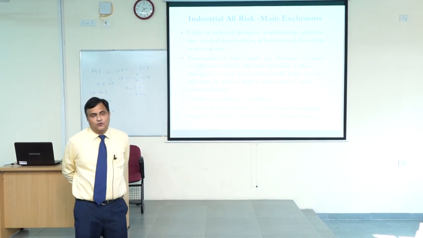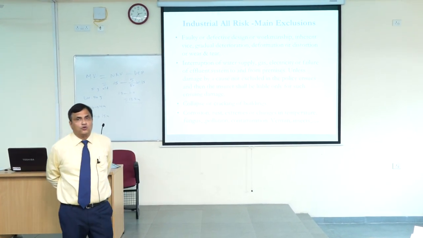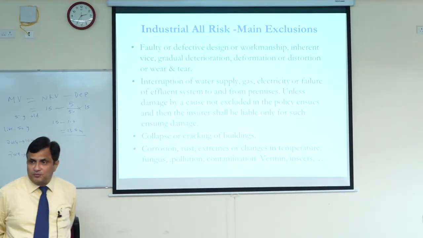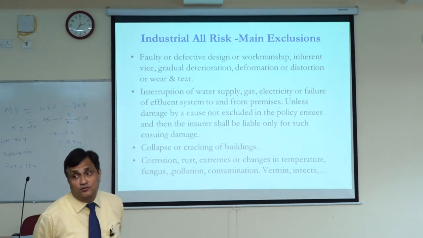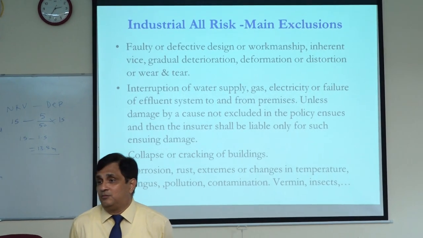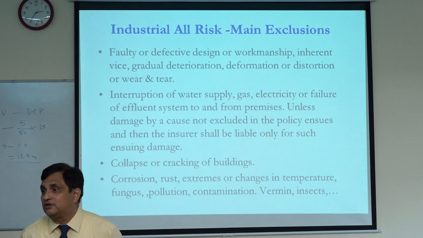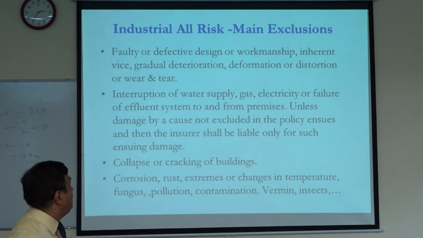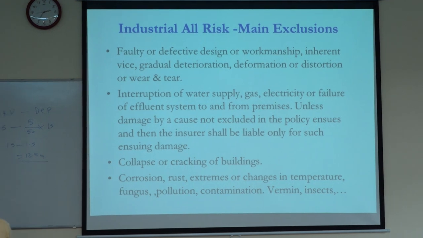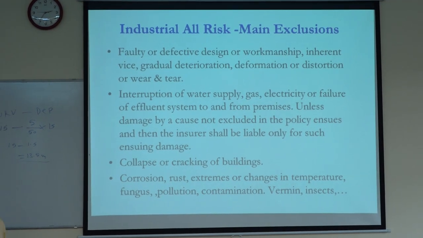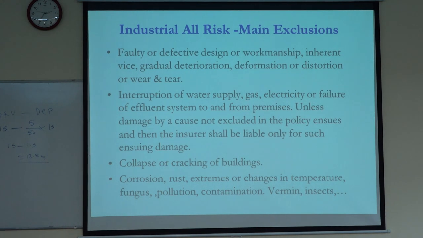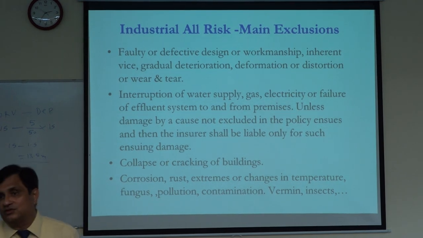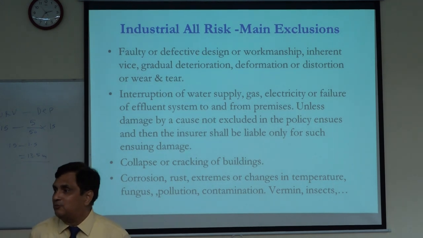Any question? So now when we talk about IR policy, as I told you, it's an all-risk policy. In an all-risk policy, exclusions become very important, because everything is covered other than exclusions. So what are these exclusions? Exclusion number one is faulty or defective design or workmanship, inherent vice, gradual deterioration, deformation, distortion or wear and tear. All of these are exclusions under the standard IR policy.